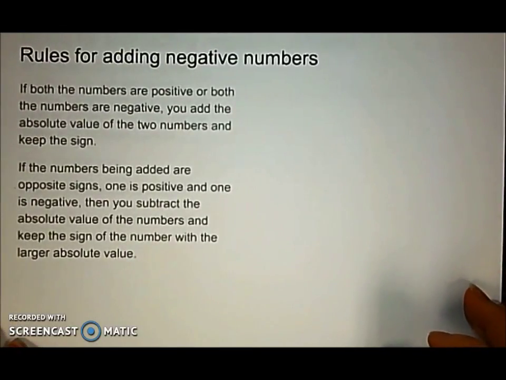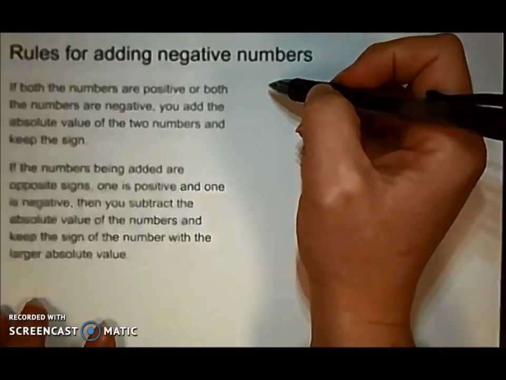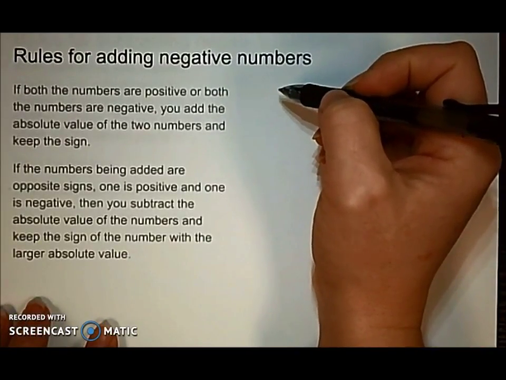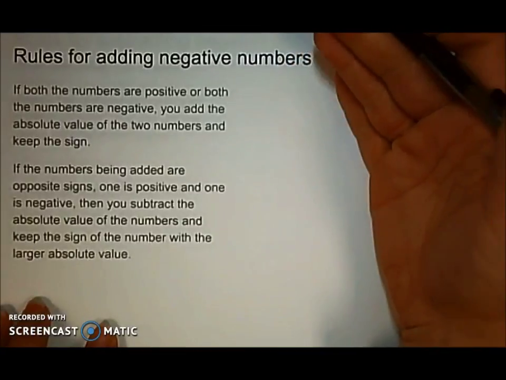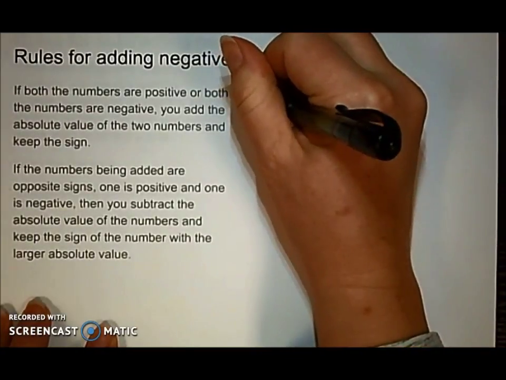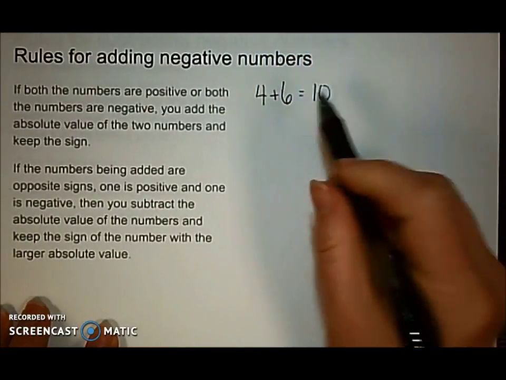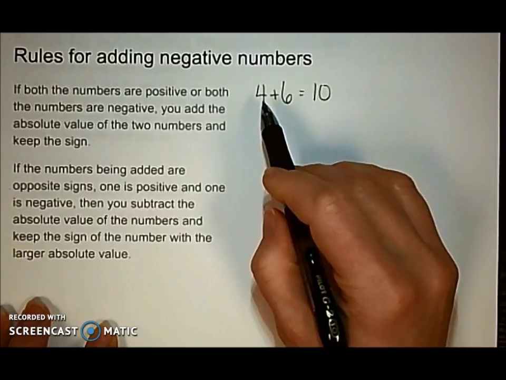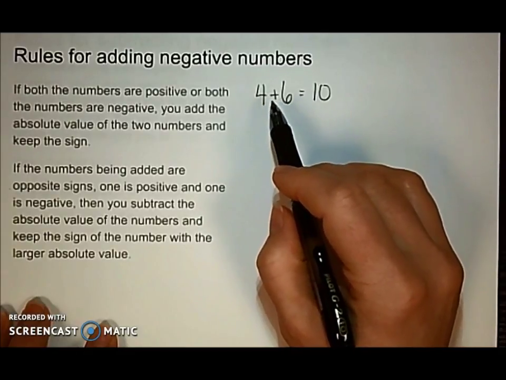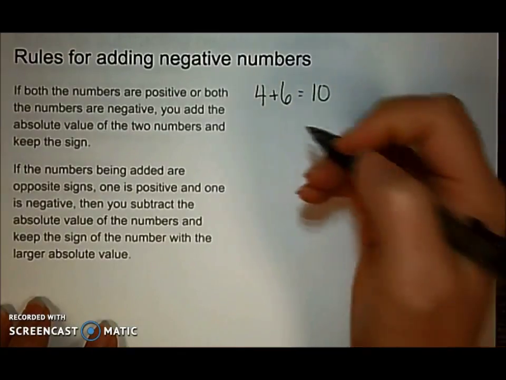We have some rules for adding negative numbers. If both numbers have the same sign when we are adding with positive or negative, I simply add their absolute values, and then I keep the sign. I'm sure that you're familiar with 4 plus 6, and you know that that is 10. Well, they were both positive. The absolute value of 4 is 4, the absolute value of 6 is 6, and 4 plus 6 is 10. And they're both positive, so I keep the positive sign.